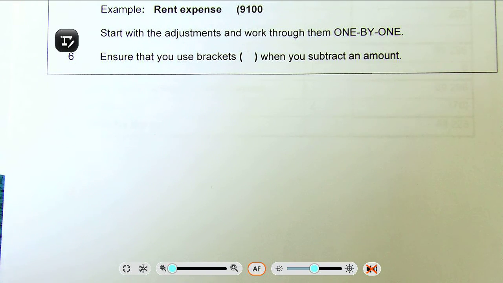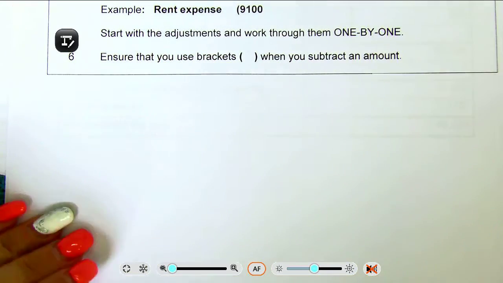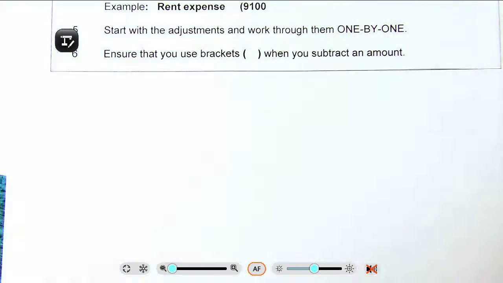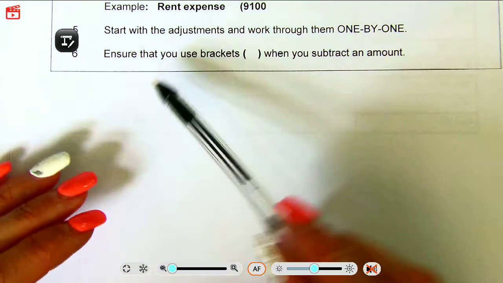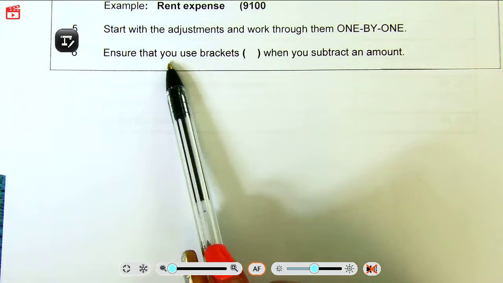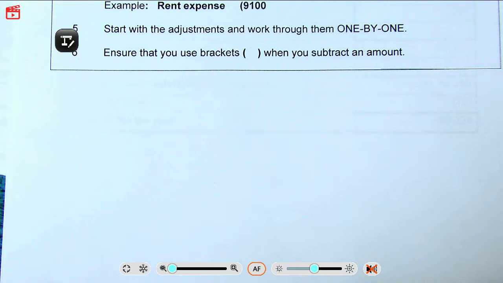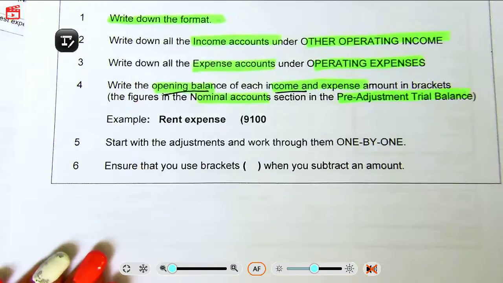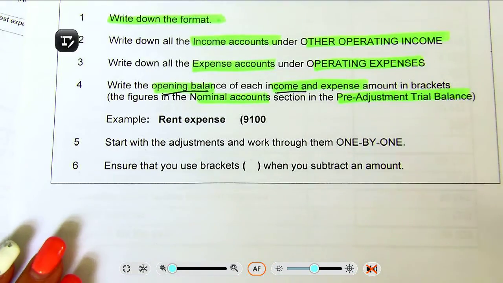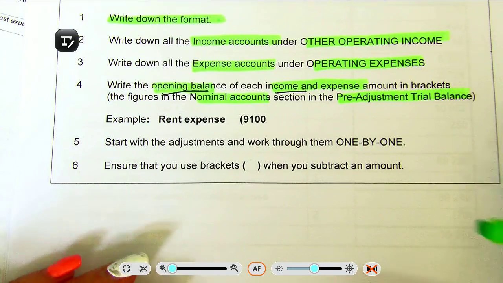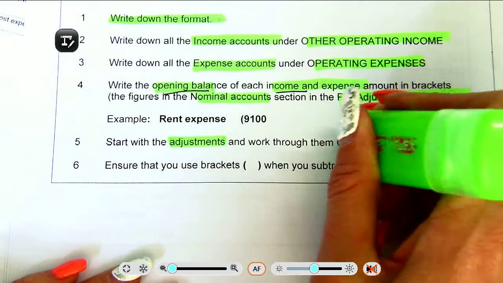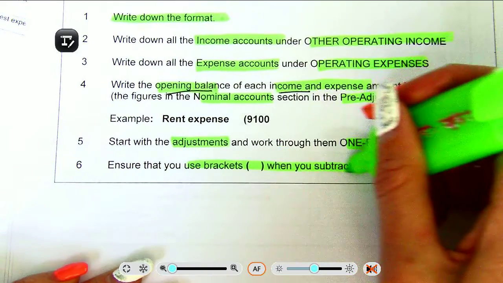Write the opening balance of each income and expense amount in brackets. So I think they're talking here about if we still need to do the adjustments. So we're combining it. Start with the adjustments and work them one by one. You know when we do my post-adjustment trial balance as we've been doing, we write the account and then we draw my open brackets and then we show the adjustment, close the bracket and then put it in the debit or credit column. That's what they're talking about here. Ensure that you use brackets when you subtract an amount.